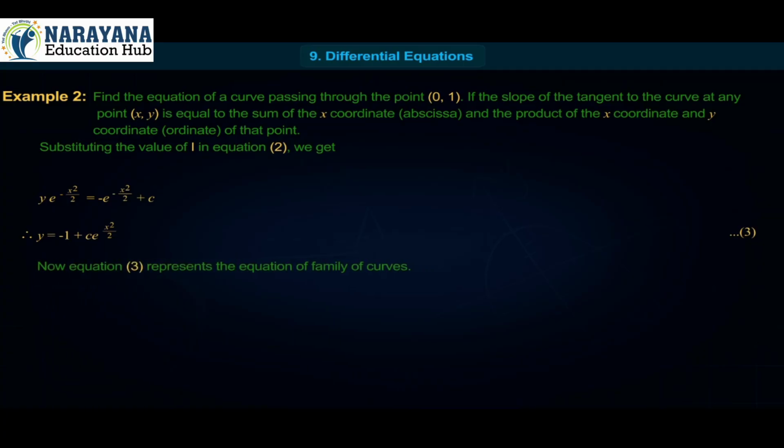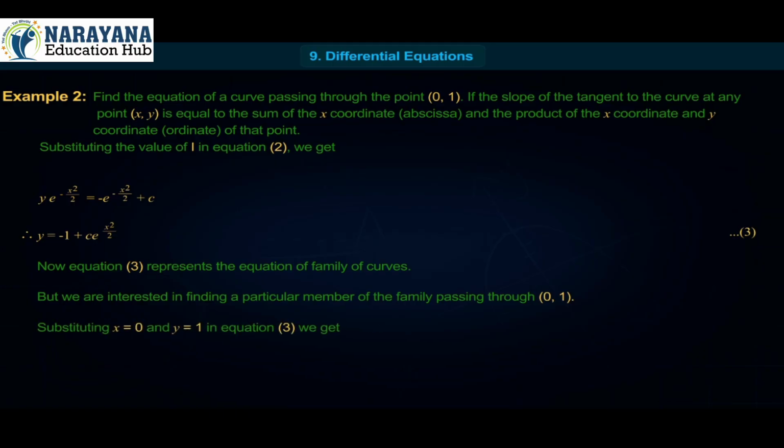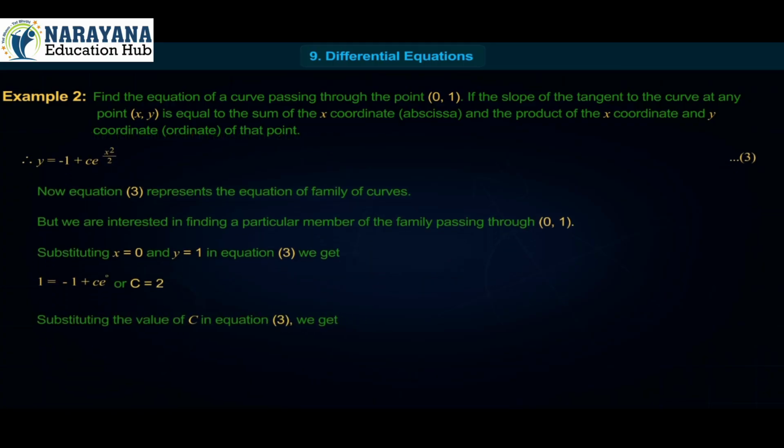Equation 3. Now, equation 3 represents the equation of a family of curves. But we are interested in finding a particular member of the family passing through (0, 1). Substituting x is equal to 0 and y is equal to 1 in equation 3, we get 1 is equal to minus 1 plus c into e raised to 0, or c is equal to 2. Substituting the value of c in equation 3, we get y is equal to minus 1 plus 2 e raised to x squared by 2, which is the equation of the required curve.